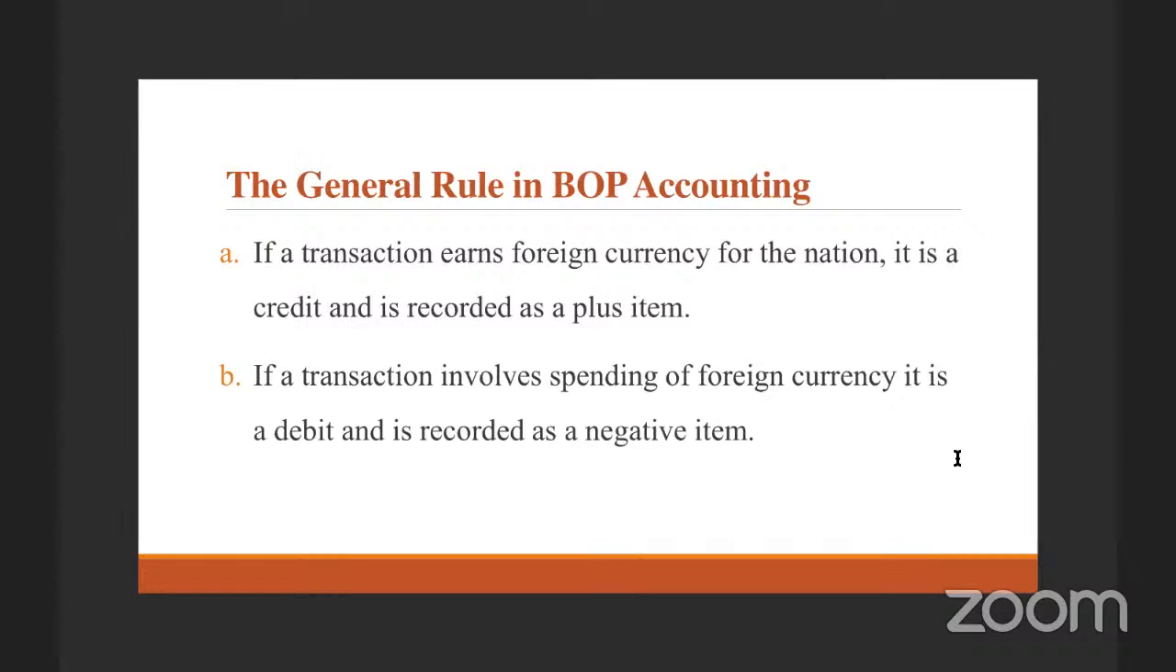If a transaction involves spending of foreign currency, right? You go on a European trip, you take a Schengen visa, and you want to roam around 15 countries. You take some Indian rupees, then spend there by taking the foreign currency from India. What is this? It involves spending of foreign currency. It's a debit and it is recorded as a negative item. It is not a plus item, it is a minus item.